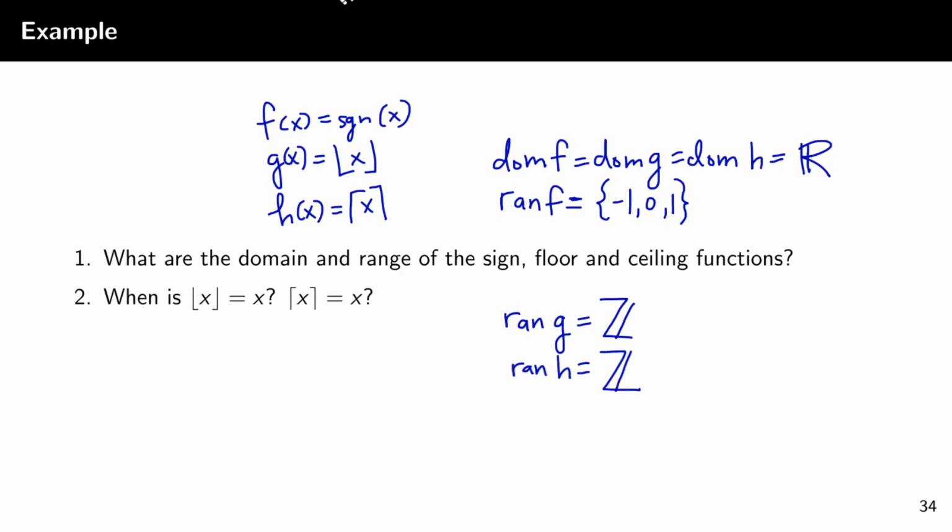Question number 2. When is floor of x equal to x and ceiling of x is equal to x? Well, obvious naman yun sa mga examples natin kanina. Kapag integer yung kinuna natin ng floor at ng ceiling, hindi siya magbabago. So, this happens when x is an integer. So x is an element of the set of integers. So itong symbol na to, this means element. So, or is an element of. So x is an element of the set of integers.